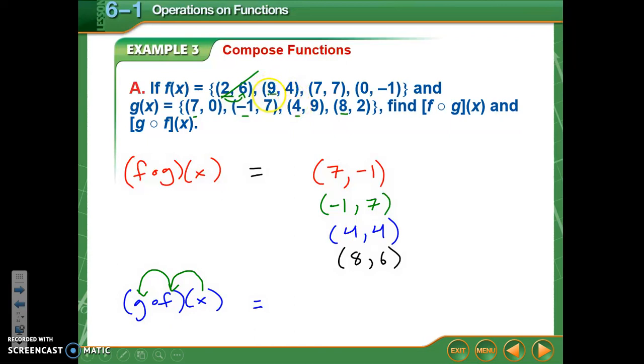All right, what about 9? If I plug 9 into f, I get 4. Can I plug 4 into g? Yes. If I plug 4 into g, I get 9. So I went from 9 to 4 and 4 to 9, so my ordered pair is 9, 9.